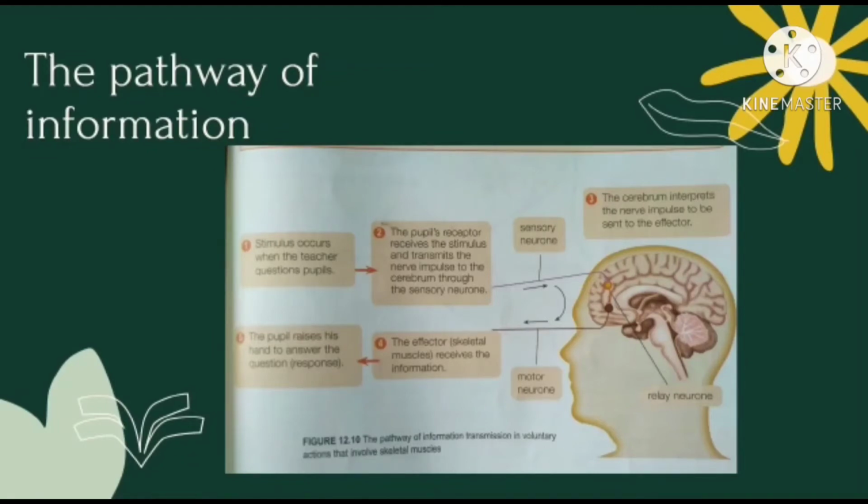The first step is the stimulus, which occurs when the teacher asks the pupils a question. The pupil's receptor receives the stimulus and transmits the nerve impulse to the cerebrum through the sensory neuron. Then the cerebrum interprets the nerve impulse to be sent to the effector. Fourth, the effector, which is the skeletal muscle, receives the information. And lastly, the pupil raises his hand to answer the question, which is the response.